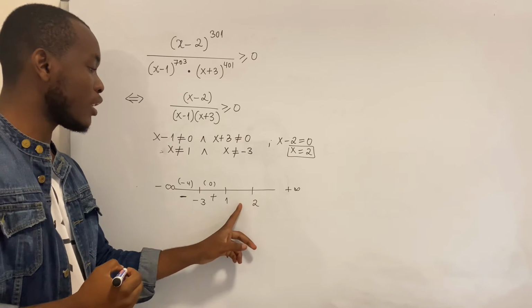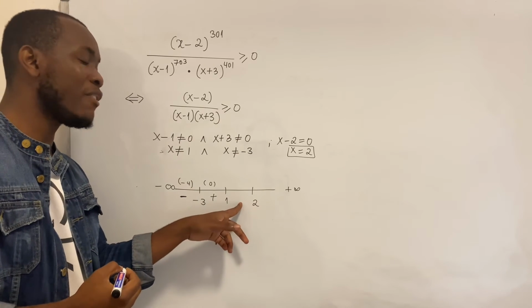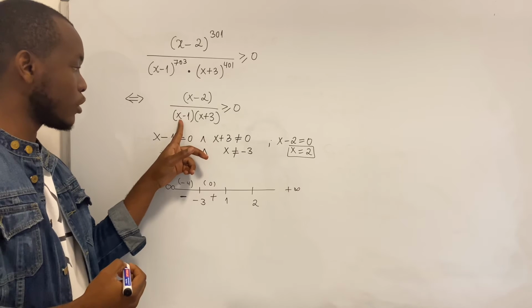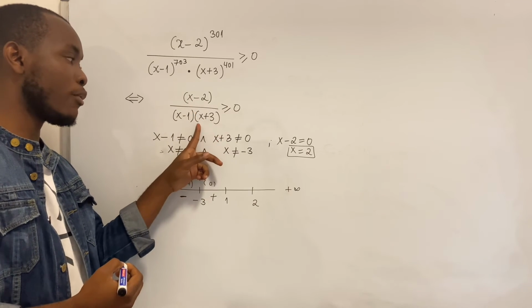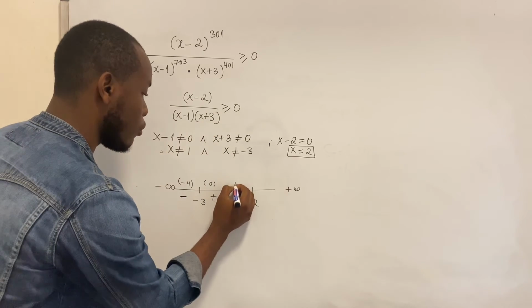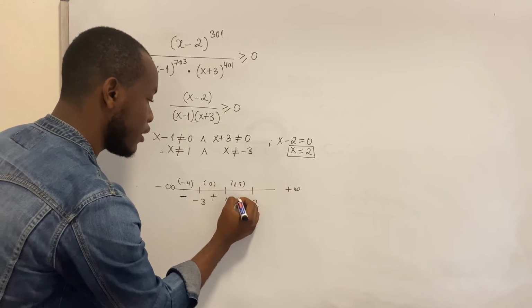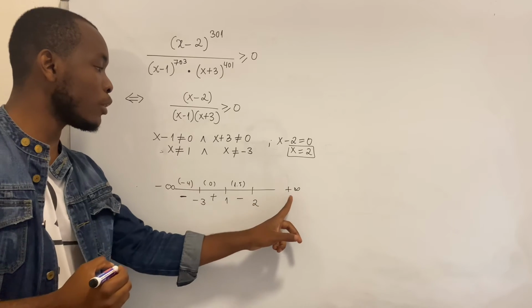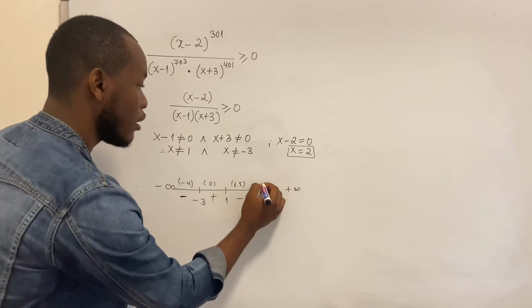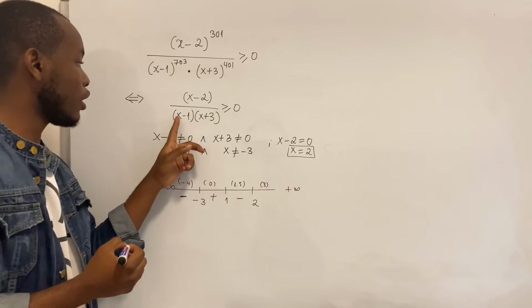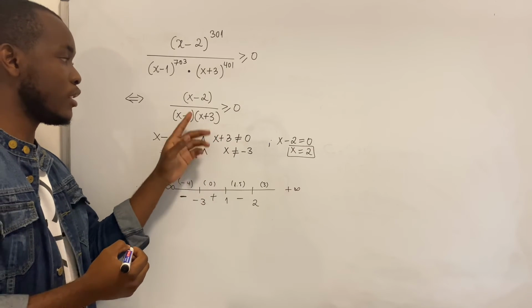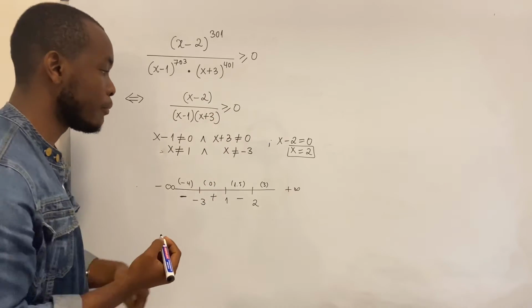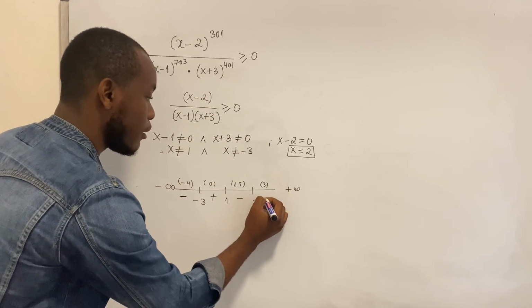From 1 to 2, we can take 1.5. 1.5 here is positive, here is positive, here is negative. So negative over positive is negative. So for 1.5, here is negative. So from 2 to plus infinity, we can take 3 here. So here will be 2, positive, positive, here will be 0. Satisfies, 0 is greater or equal than 0. So I can say here, positive.